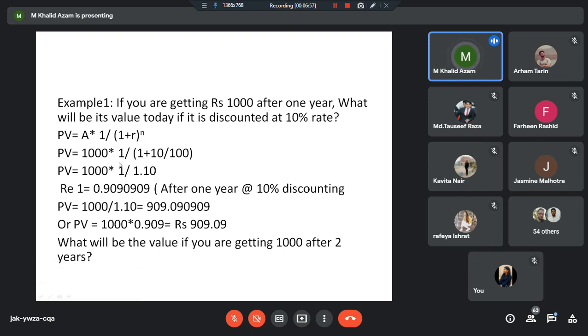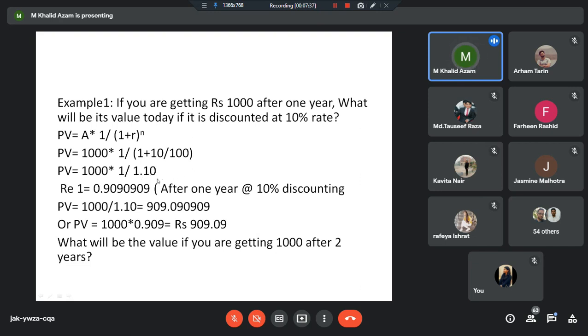This 1 divided by (1 plus r) is the discount factor at 10% rate for a period of 1 year. If it is for a period of 2 years, then it will become 1.1 to the power 2, that is 1.1 multiplied by 1.1, which comes to 1.21, and that part we will have to consider.